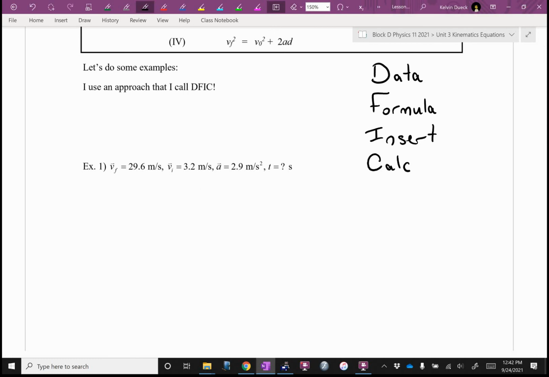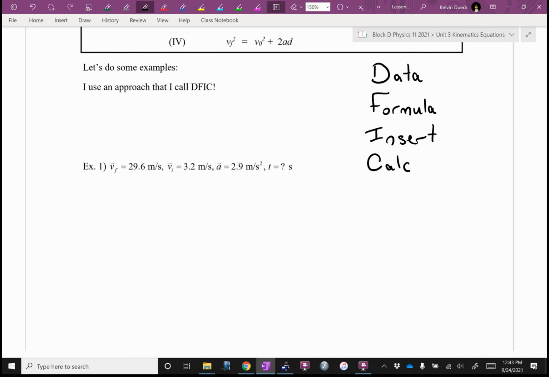If this was a word problem, it would have read something like this. A car starts out going at 3.2 meters per second. It accelerates at 2.9 meters per second squared for a final speed of 29.6. How long did that take? That would be the actual word problem. We'll get there. First of all, what's it asking me to find?